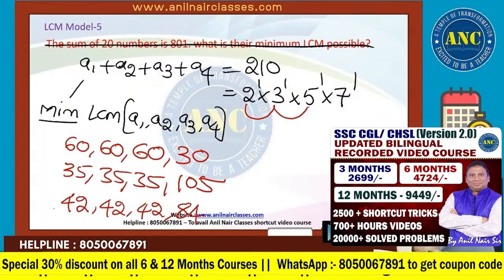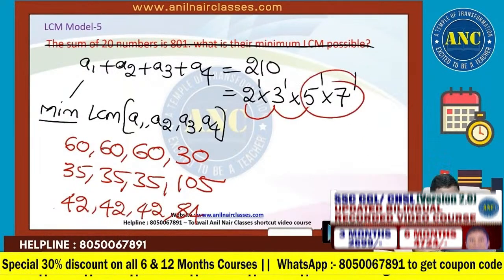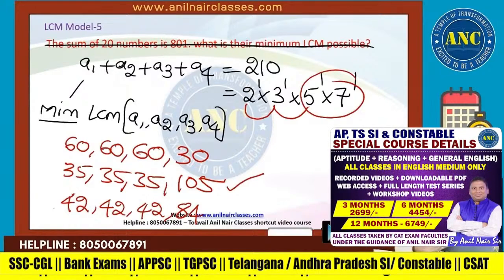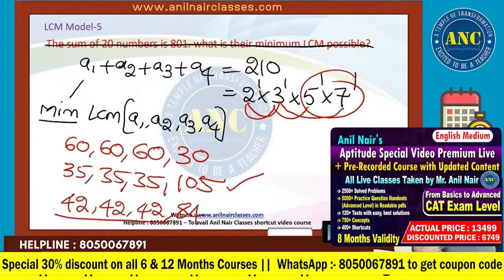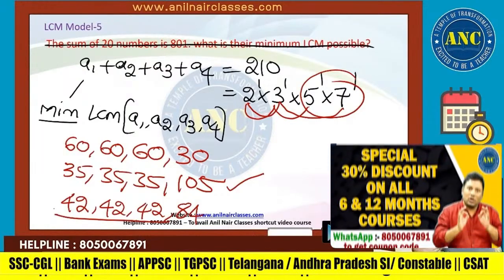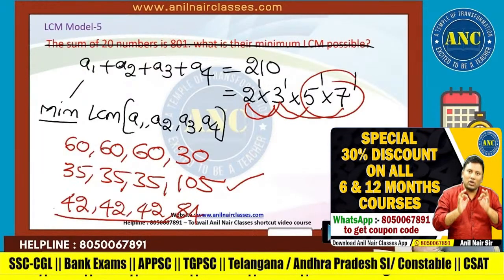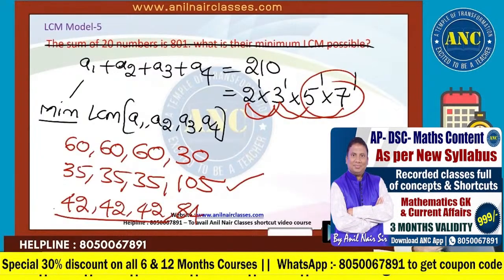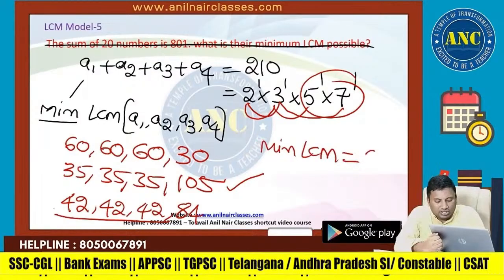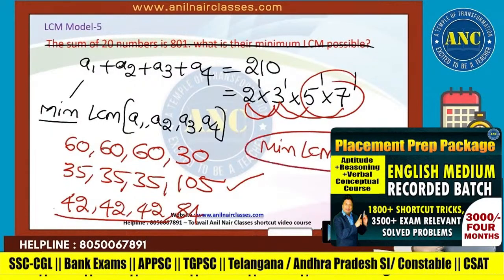So, among all the multiples, 7 5s are 35, and I got 3 numbers equal. 7 3s are 21, 21 times 2 is 42, and 3 numbers are equal. 2 3s are 6, 6 5s are 30, a multiple of 30 closer to 4 equal numbers. So 30, and the remaining all are 60. The minimum LCM is 60.